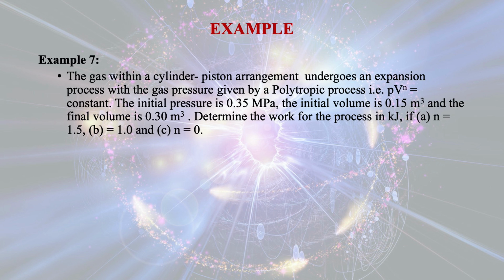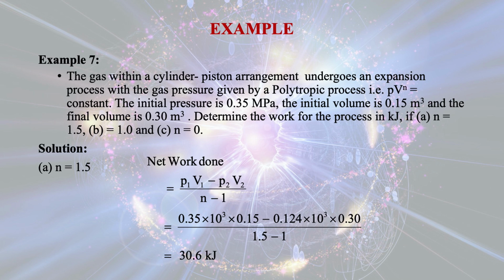That we have already discussed, that P1 V1 to the power 1.5 is equal to P2 V2 to the power 1.25. So P1 is known, V1, V2 are known. So we can calculate P2, that is equal to 0.124 megapascal. Now you see the net work done for the polytropic process, that is (P1 V1 minus P2 V2) whole divided by n minus 1. P1, P2, V1, V2 and n all are known. Just put the value in the expression for the work done and get the final result as 30.6 kilojoule.